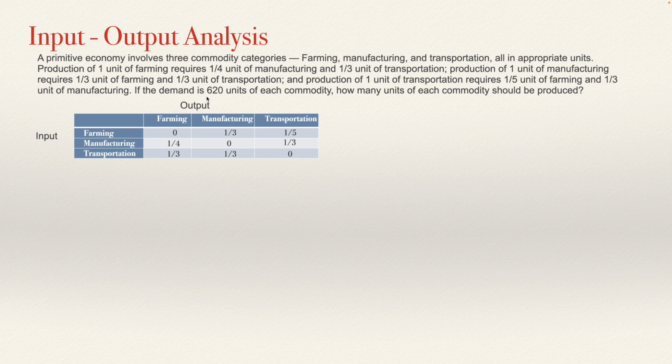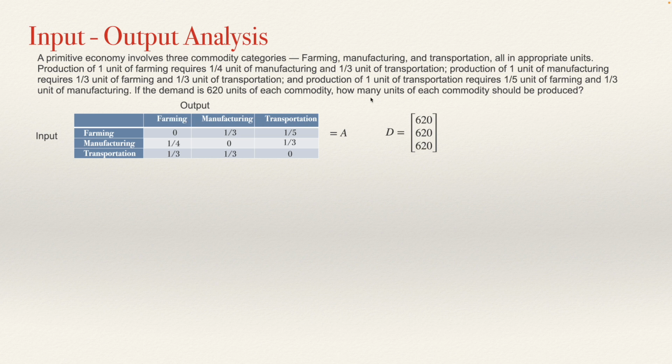And the demand is 620 units of each commodity. So this matrix is the matrix, I'm going to call it A, the input-output matrix, and the demand matrix, D, will be a column vector or a column matrix with 620 for farming, 620 for manufacturing, and 620 for transportation. Remember that the order here needs to be the same order that we use in the matrix.